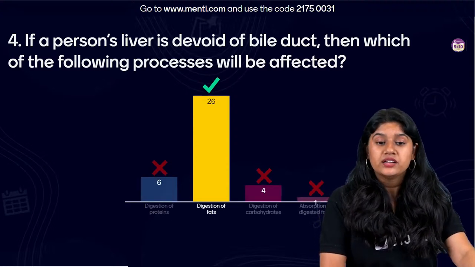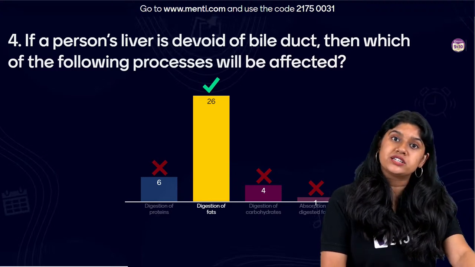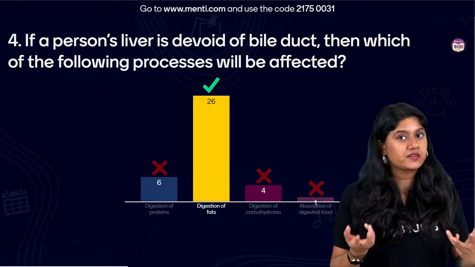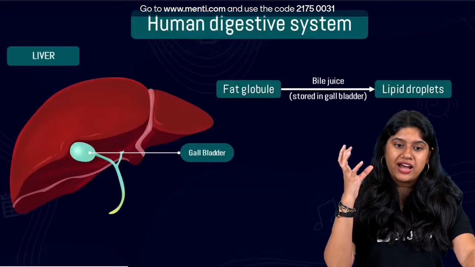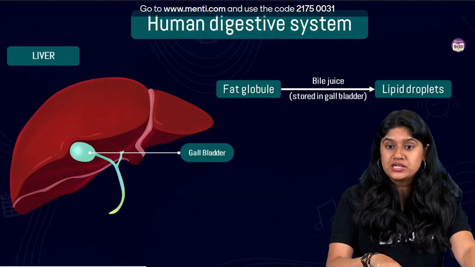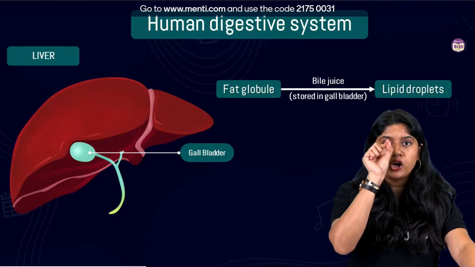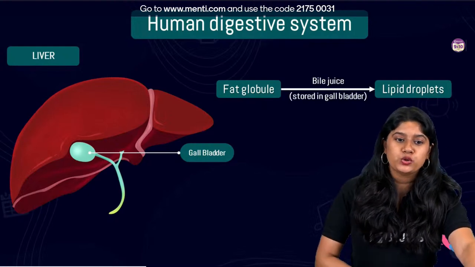Yes, the emulsification of fats will not take place. Emulsification of fat is nothing but the big fat molecules being broken down into small droplets, or small globules.